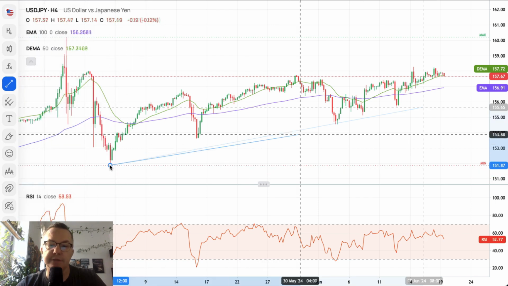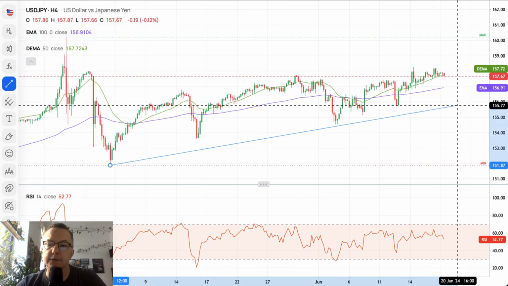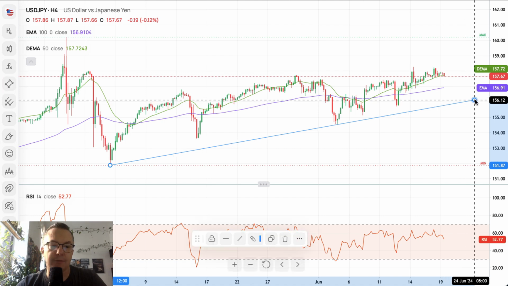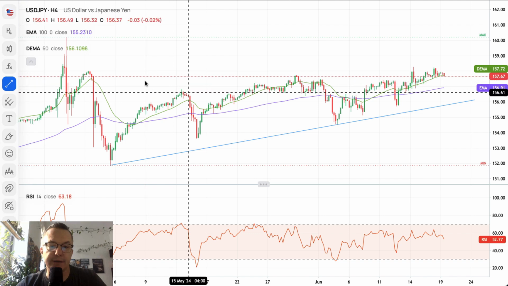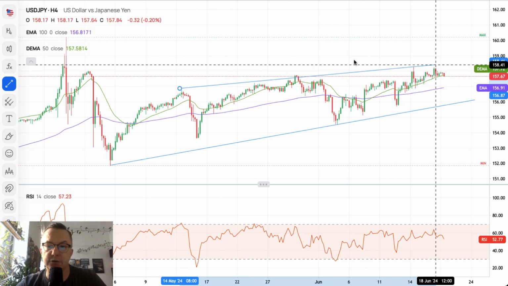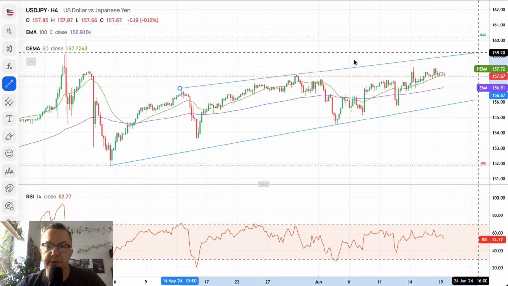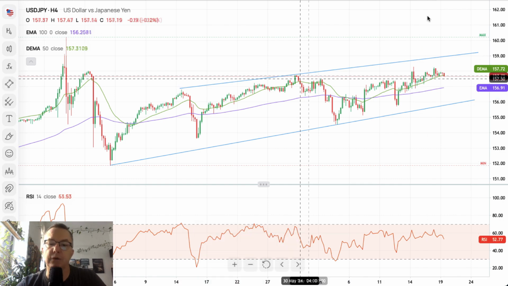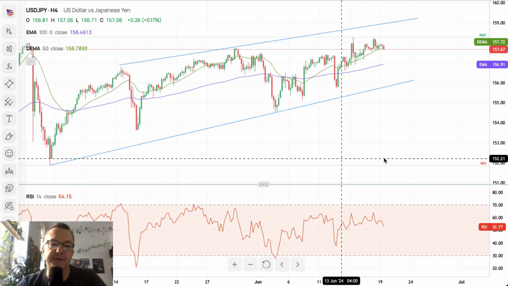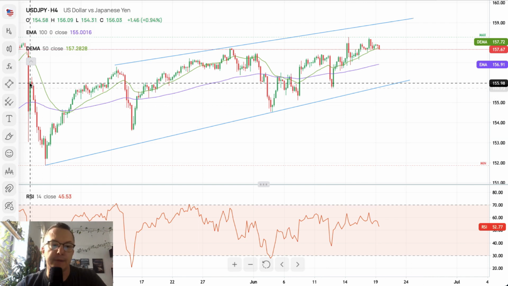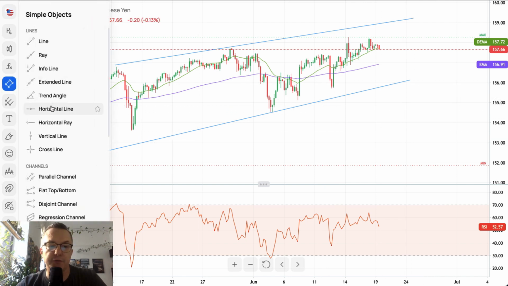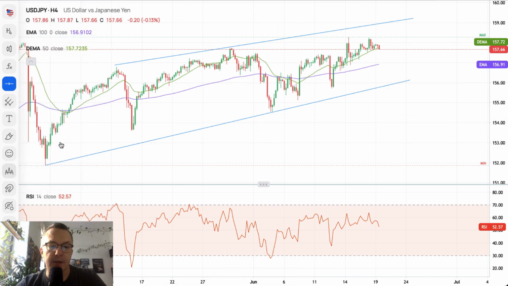From the lows here towards the highs, if we take the other line, you can see that this market is doing something like this. There you go. It's not quite a channel, it's more like a rising wedge, which might end up very brutally in the form of, of course, some sort of a sell off.